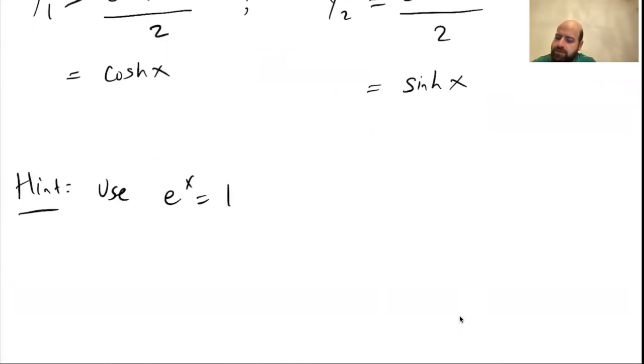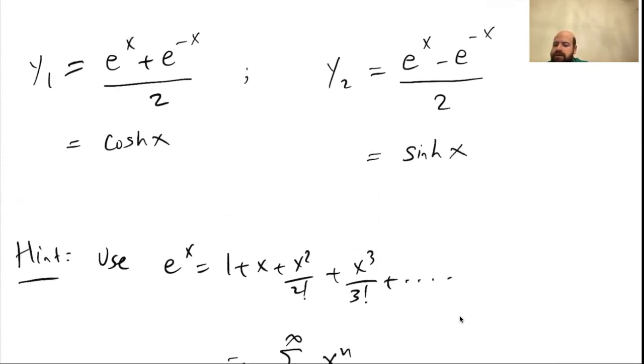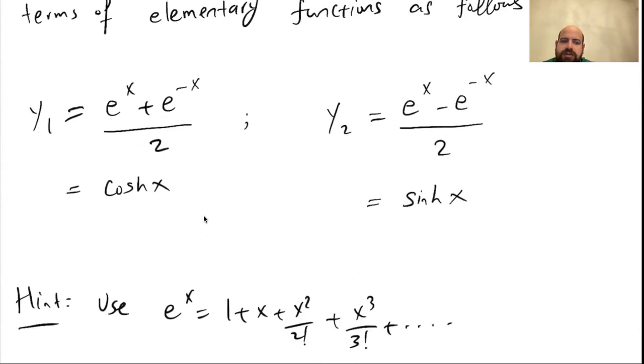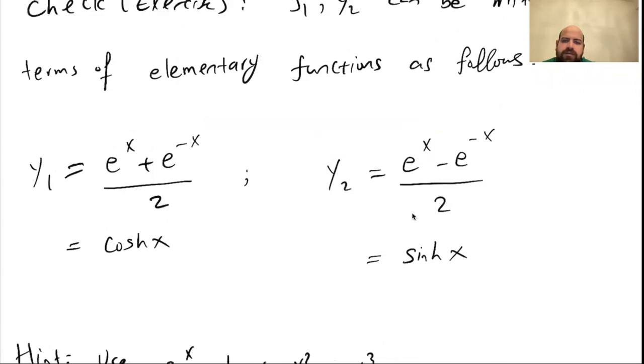E to the x is 1 plus x plus x squared over 2 factorial, x cubed over 3 factorial, and so on, which can be also written as sigma x to power n over n factorial, n from 0 to infinity. So if you use the expansion of e to the x, then you can also find the expansion of e to the minus x. Just replace x with minus x here. Then if you calculate this and simplify, you will see you get y1. If you calculate this and simplify, you will see you get y2.